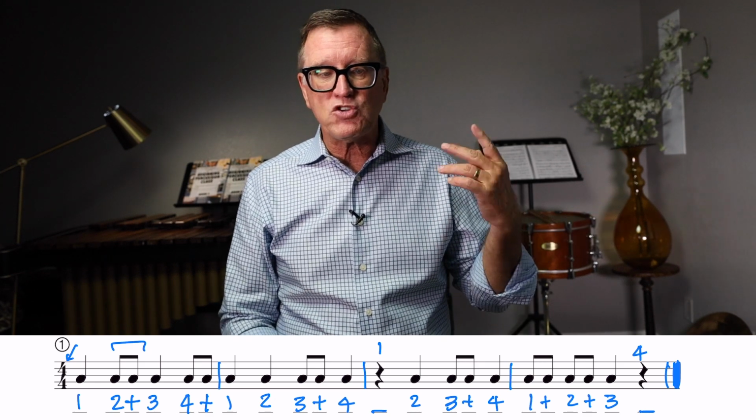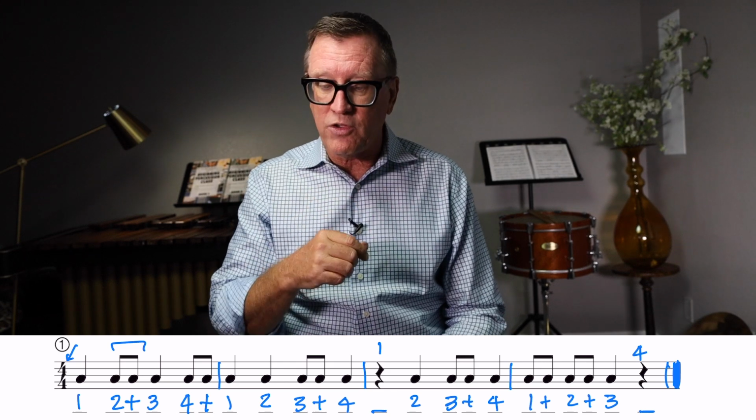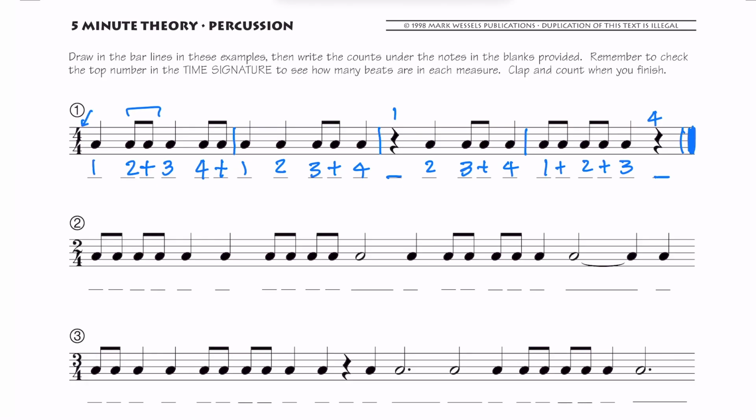Okay, so if you did it correctly, great, go on. If you did not get it all the way through correctly, stop the video, go back and make sure that you understand it by either watching the video again or just working through it on your own, and then clap and count that again with me. All right, let's move on.